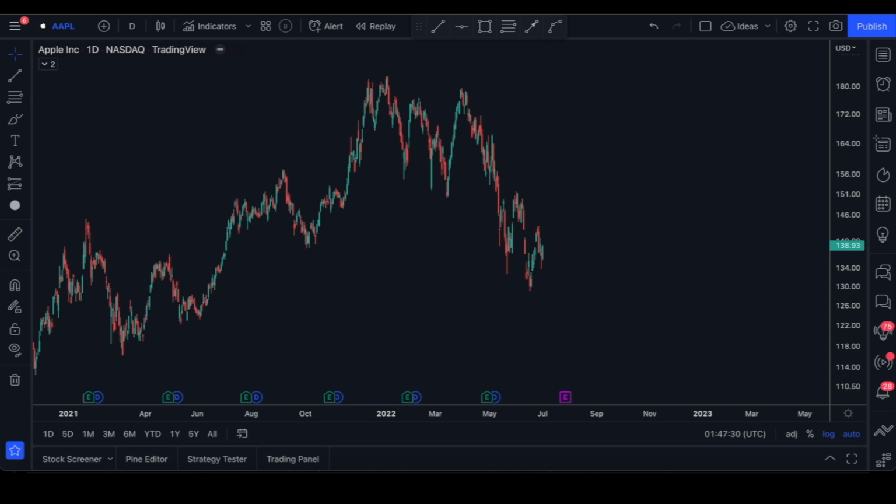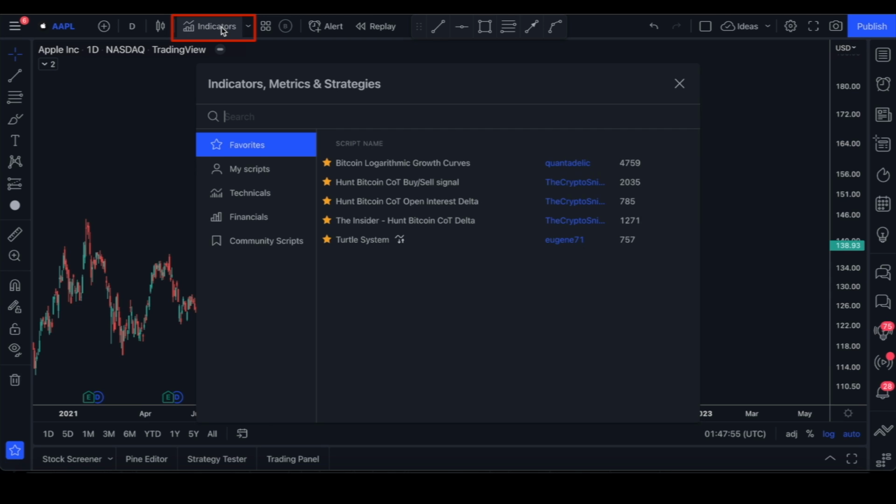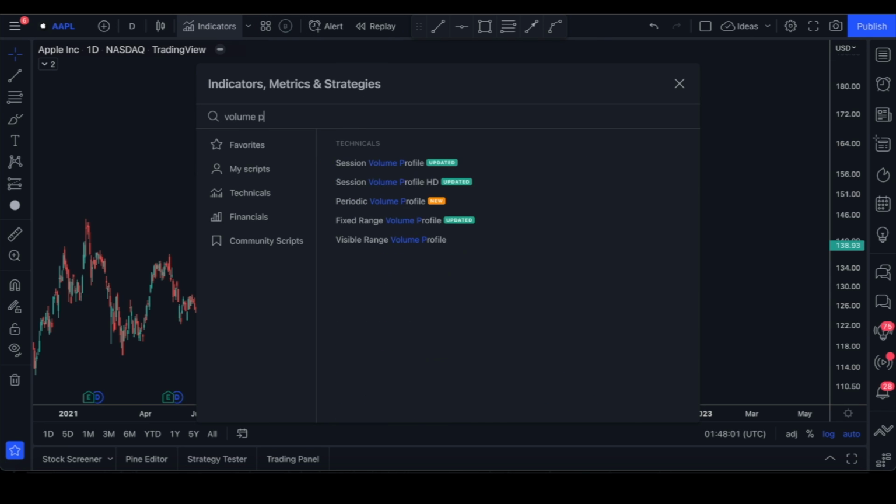Alright, before we go, I want to show you guys how to get all these 3 indicators on TradingView for free and also some of the important settings for them. First, the volume profile indicator. After you open your TradingView, go to the indicators on the top. Then search for volume profile.